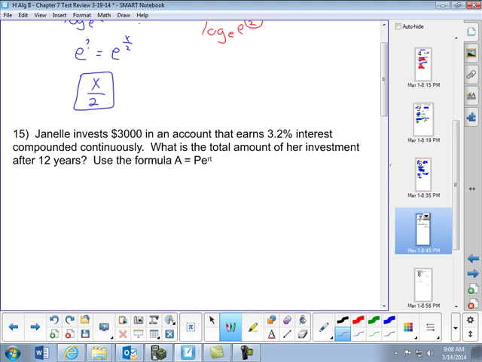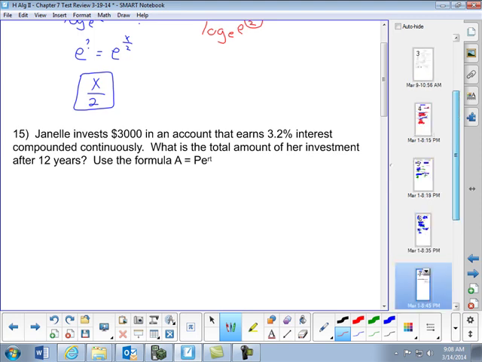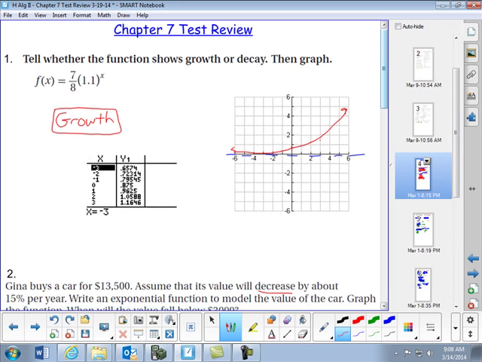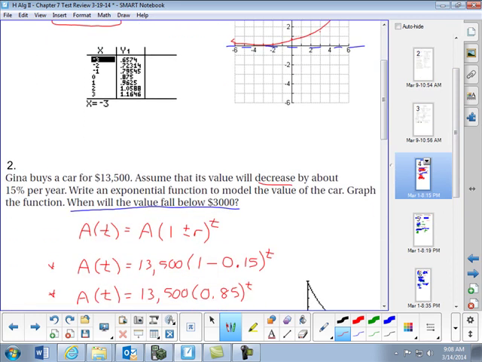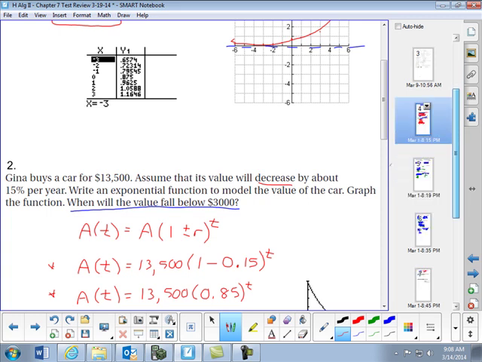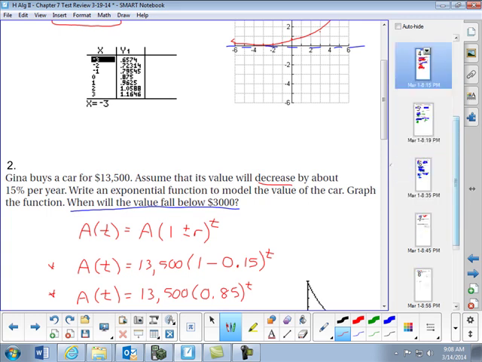Lucky you. But what tells me that I have to use this is that it is compounded continuously. This formula, A equals Pe to the rt, tells you compounded continuously. What I struggle with is that students want to use the continuous compound formula for this one. But this one is exponential growth and decay. It is not a continuous compound formula. So you cannot use A equals Pe to the rt on problem number 2.